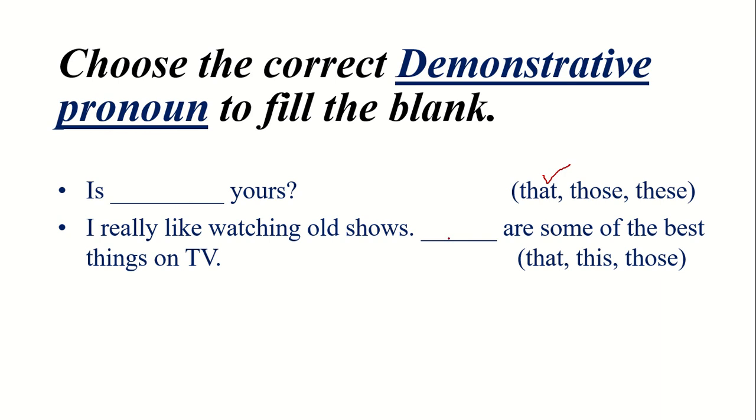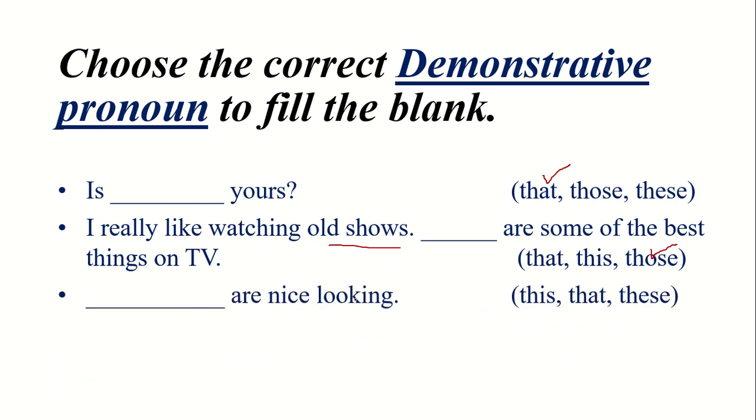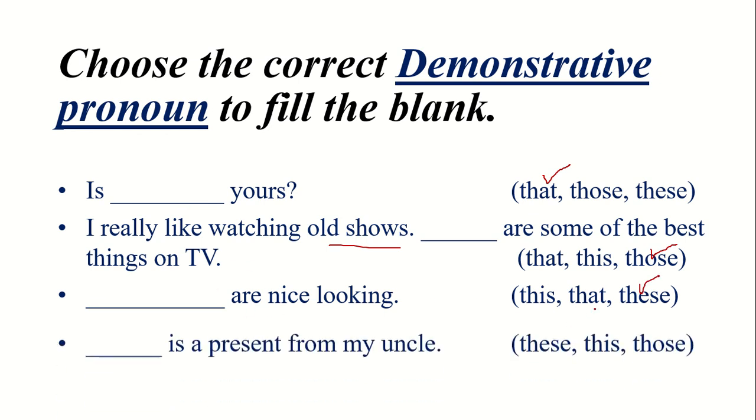I really like watching old shows. Dash are some of the best things on TV. So this old shows is a plural thing. So for plural, we have to use those, because it is giving us an idea that it is far. Dash are nice looking. So these are nice looking, because for "are" we cannot use this or that.